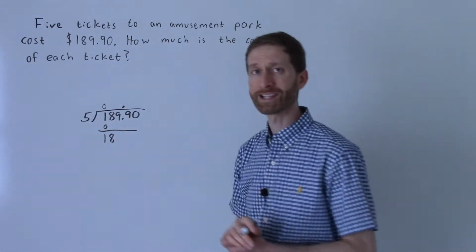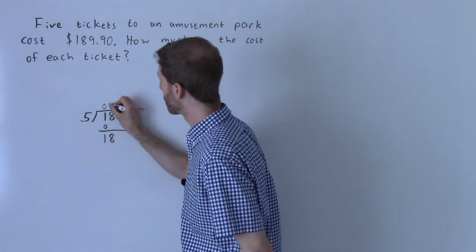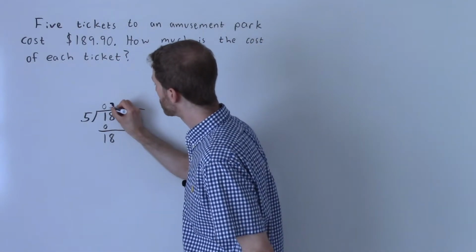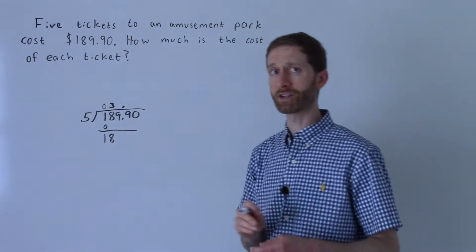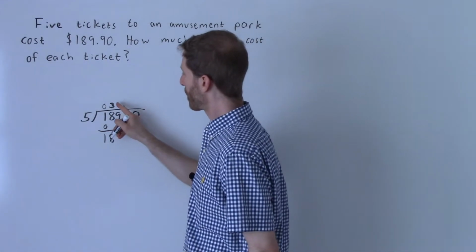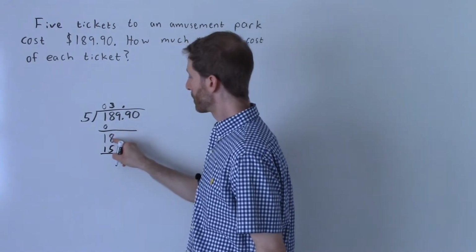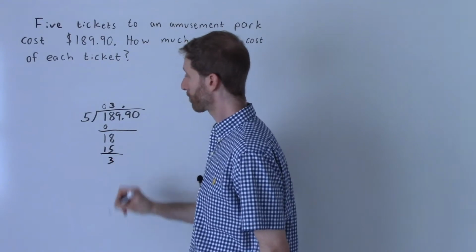So 5 goes into the 18 how many times? Well, 5 goes into 18 3 times. Now I like to put that 0 there, but technically in your answer it's not going to be there. I just like that to hold its place. So now I have 3 times 5 is 15. And 15 subtracted from 18 is 3.